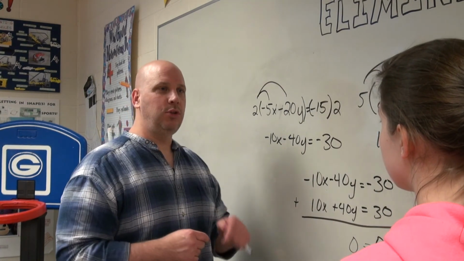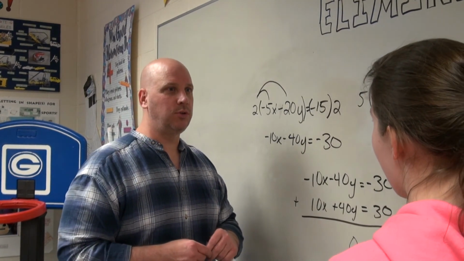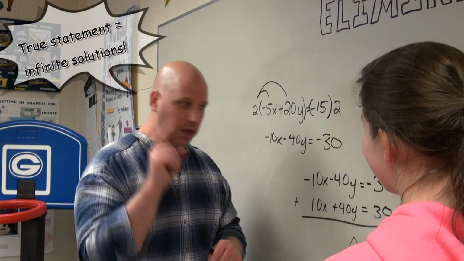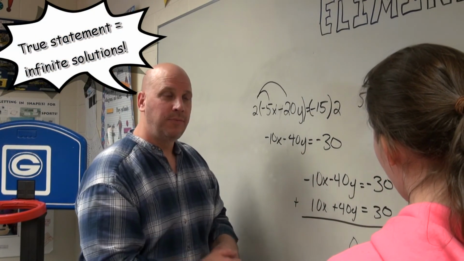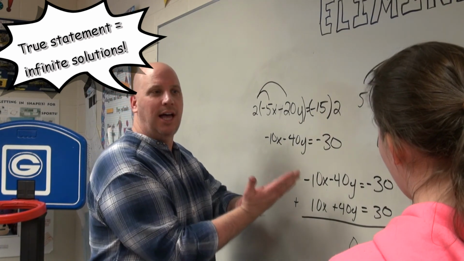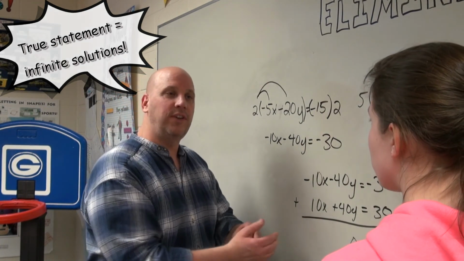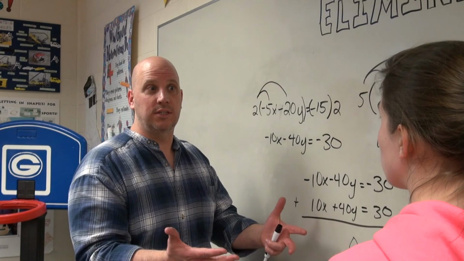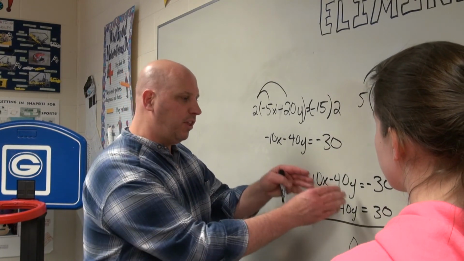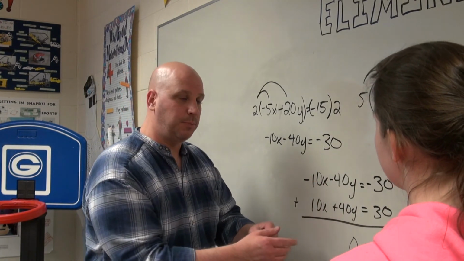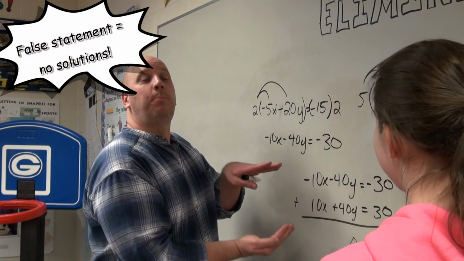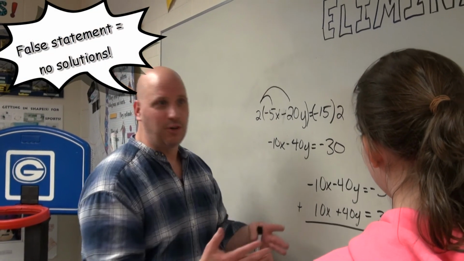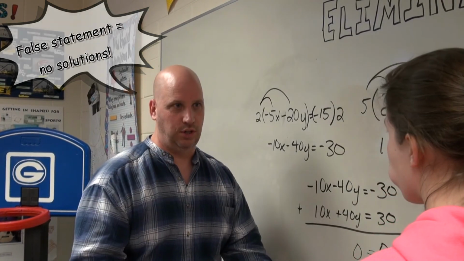If that happens, you have one of two possible solutions. The first one: if they both disappear and you end up with a true statement, that means that they're the exact same line. They're on top of each other and you have an infinite amount of solutions. If you end up with a false statement, both x and y disappear, then you end up with your second one, which means that the lines are parallel to each other, they'll never touch, and there's no solution.